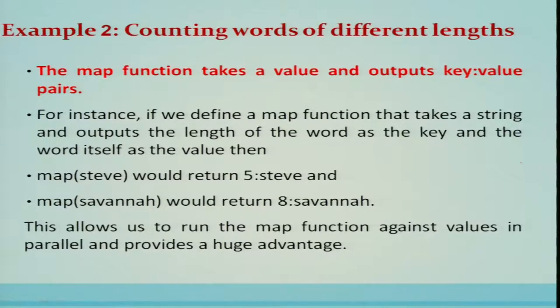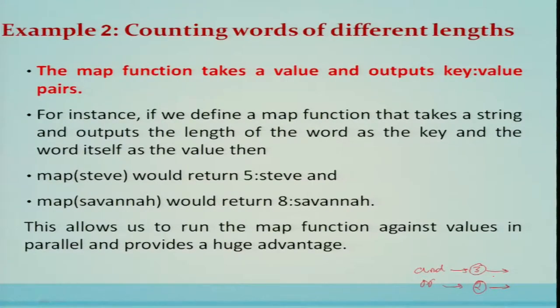that is for counting words of different length. For example, AND, OR. So, AND is of length 3, OR is of length 2, and so on. So, we have to count how many words of length 3 are appearing in the document, how many words of length 2 are appearing in the document. So, for that we are going to write down a MapReduce function.